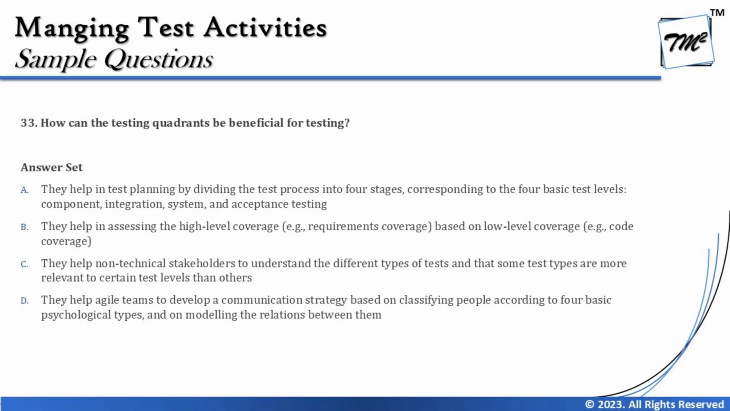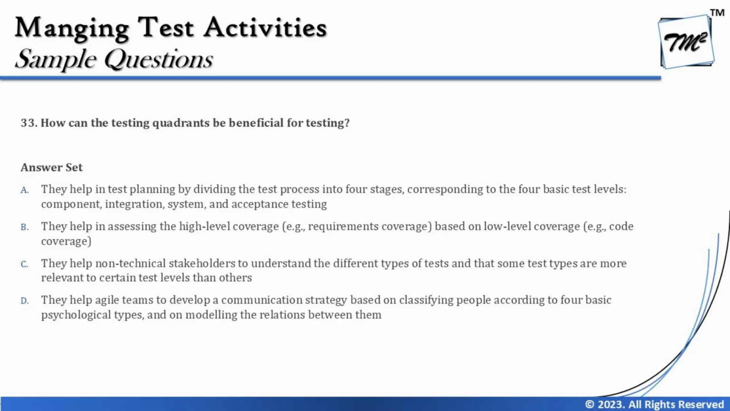So let's go to option C. Option C says they help non-technical stakeholders to understand the different types of tests, and that some test types are more relevant to certain test levels than others. Like where exactly to do what amount of automation, and where to define more detailed, concrete test cases, many test cases, and where high-level test cases would be enough, where to use black box, where to use white box, where to use automation, where to use manual. These are all the things which are determined there. So C looks pretty relevant, but let's cross-check with option D as well.